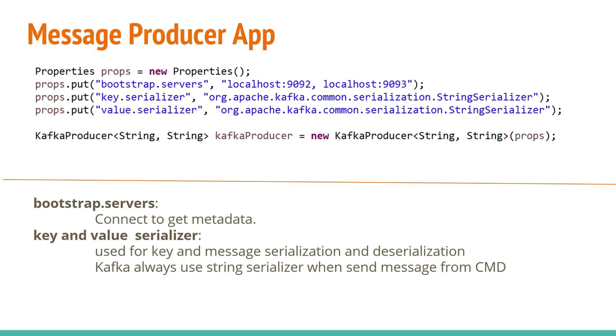Let us first see the Kafka producer application. To connect with Kafka using a Java application, we first need to define the required properties. As we have seen during the command line as well, the first property is bootstrap.server, and this is used to get the metadata of the cluster. It can be any address from the entire cluster.